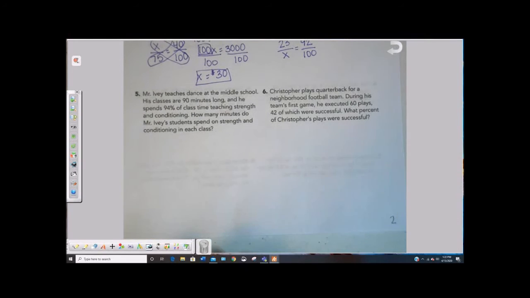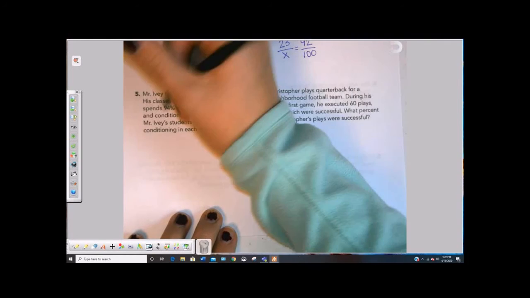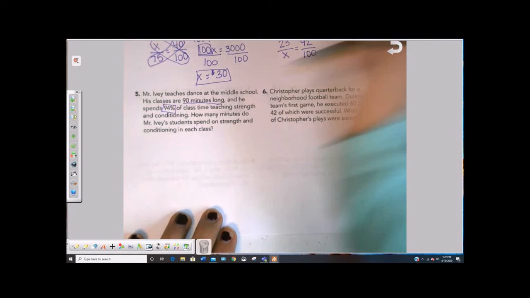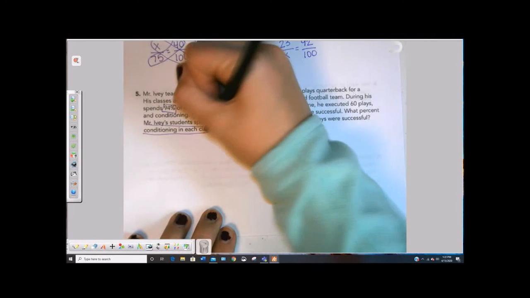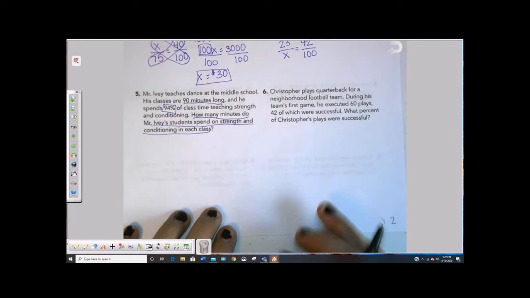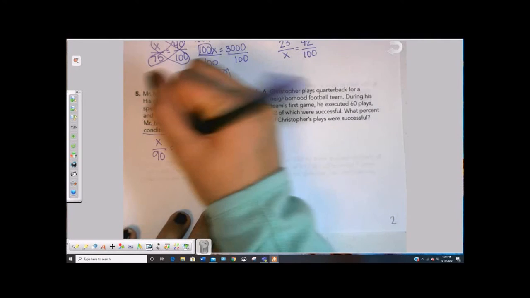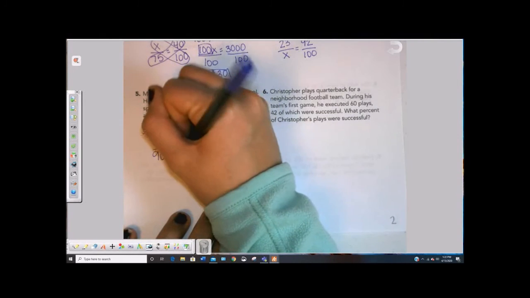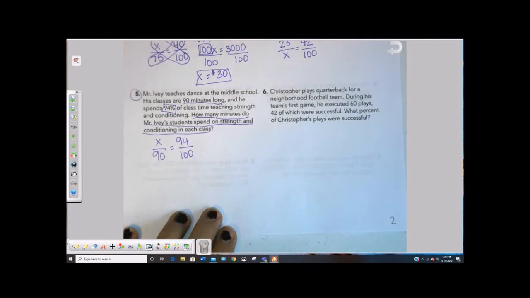Number 5, Mr. Ivy teaches dance at the middle school. His classes are 90 minutes long and he spends 94% of class time teaching strength and conditioning. How many minutes do Mr. Ivy's students spend on strength and conditioning in each class? So you have your percentage and you have the entire class period. So you're trying to find your part. So you'll have x over 90 equals 94 over 100. And again, I want you to solve this one.